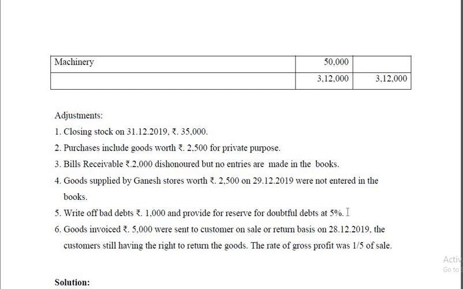Similarly, in the balance sheet, sundry debtors, of course, other adjustments are to be made, and at the end, bad debts must be deducted 1,000, and then new RBD, that is 5% created on the sundry debtors, should be deducted, and the remaining value should be shown on the asset side.